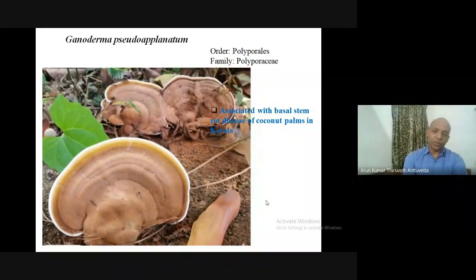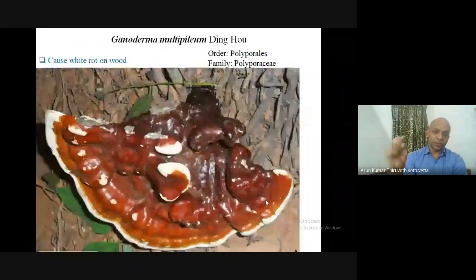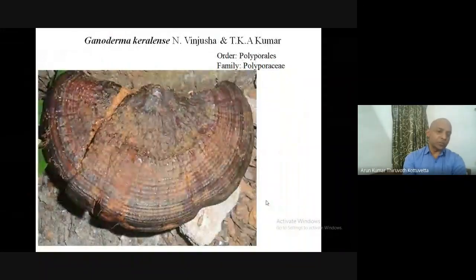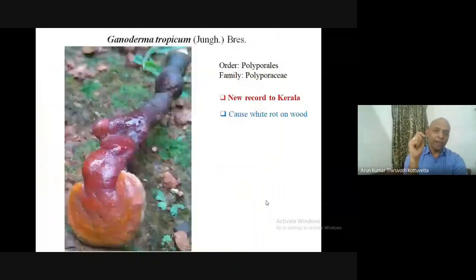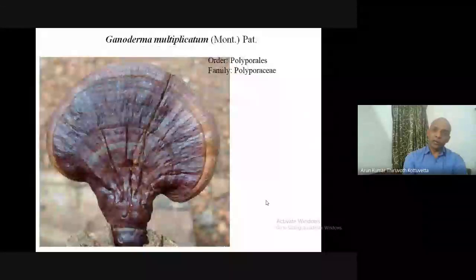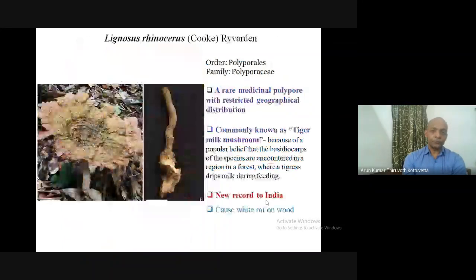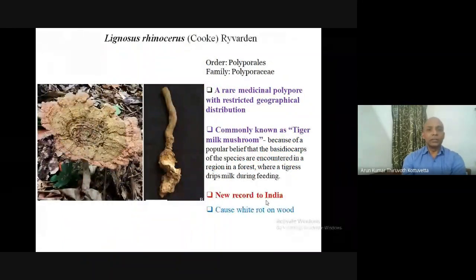So this is Ganoderma pseudoaustrale, which was a newly described species of Kerala. Then we have the multipileum. We have Ganoderma keralense, which is actually associated with the stem rot disease of coconut trees in Kerala. Then we have Ganoderma tropicum, Ganoderma multiplicatum. Then we have the Sanguinoderma, which is a pileate polypore species. All these are wood rotting fungi. And then there is Lignosus rhinocerus, which is known as the tiger milk mushroom. It has high medicinal properties, and I think it is commercially cultivated in Thailand.